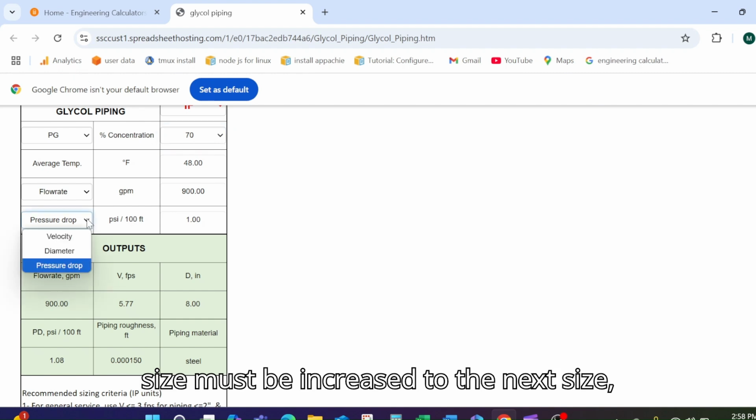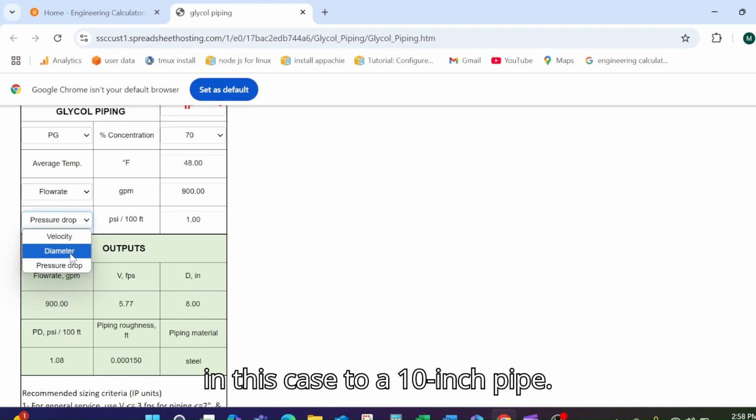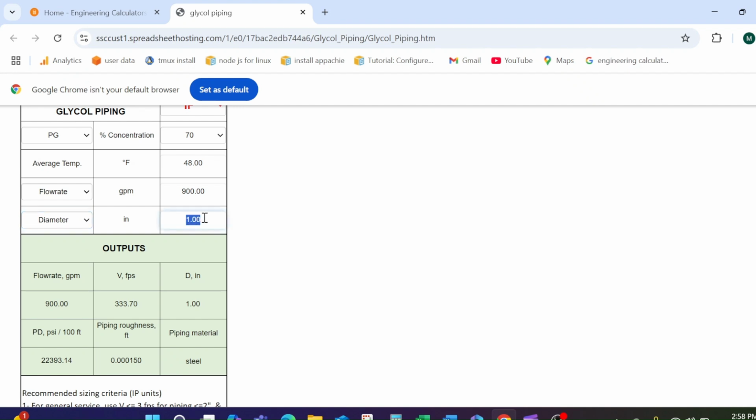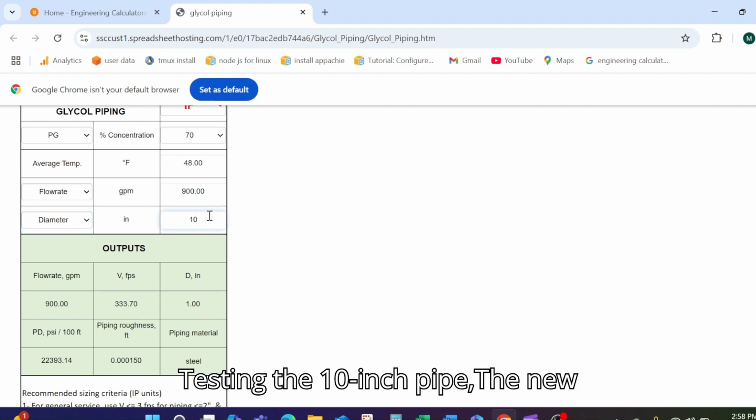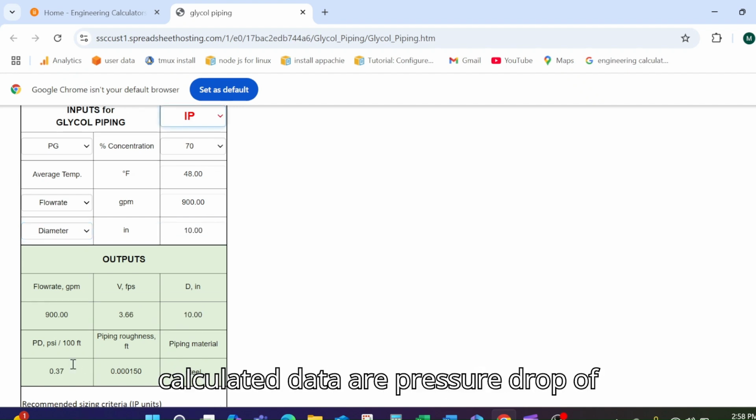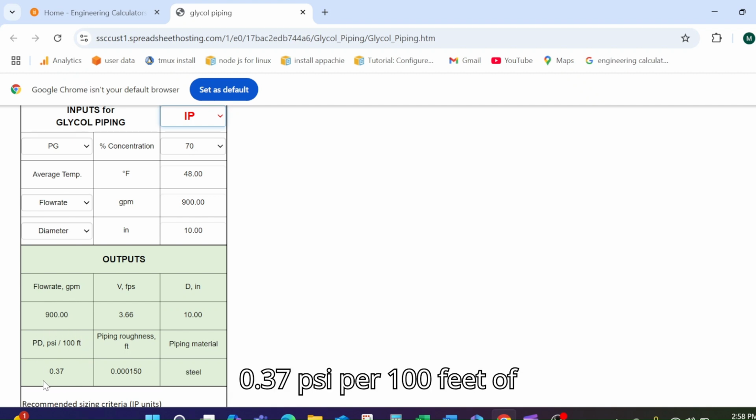If this calculated pressure drop, that is based on an 8-inch pipe, is not acceptable, then the pipe size must be increased to the next size, in this case to a 10-inch pipe. Testing the 10-inch pipe, the new calculated data are pressure drop of 0.37 psi per 100 feet of pipe and velocity of 3.66 feet per second.